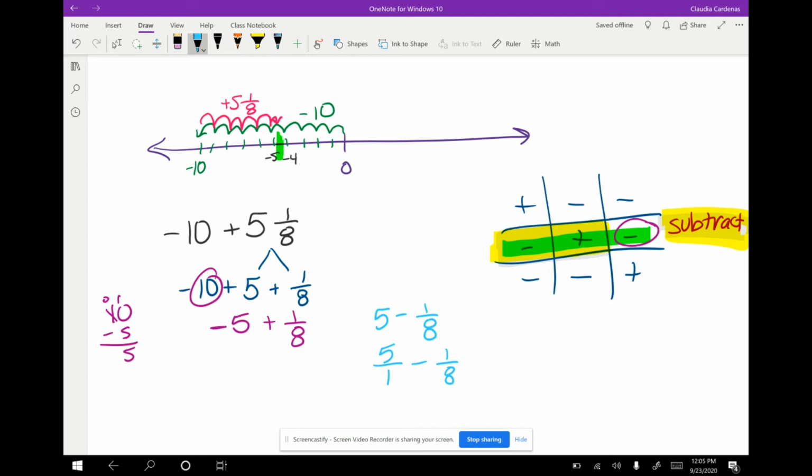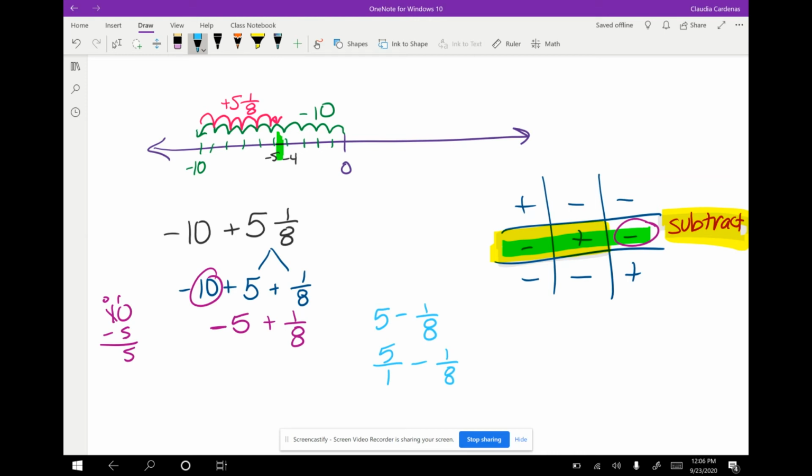Okay, so now I have 5 over 1 minus 1 over 8. Can I subtract 1/8 from 5 wholes? No, because I need to have the same amount of pieces cut into each fraction before I can subtract, right? So I have 5 whole pies, but I don't know how many pieces they're cut into right now. So I have to take them and cut them into 8 pieces before I can take an eighth away from it. So in other words, the denominators need to be the same before I can subtract them.